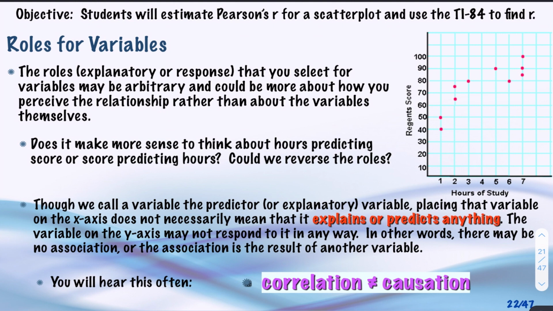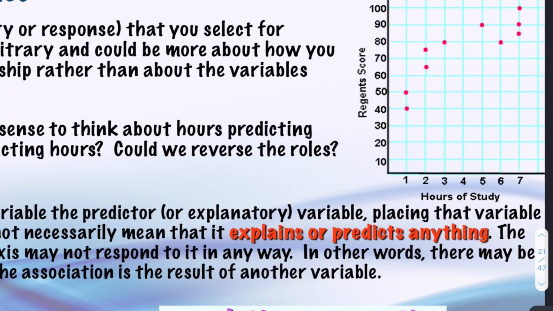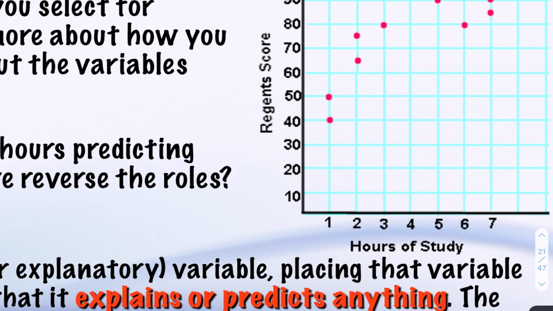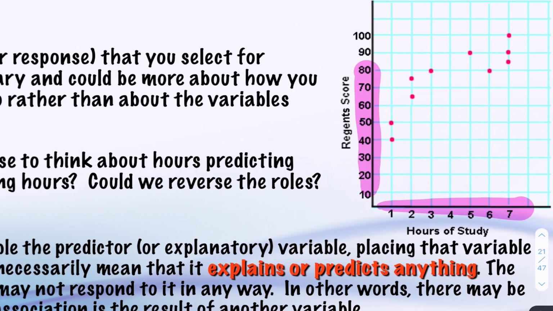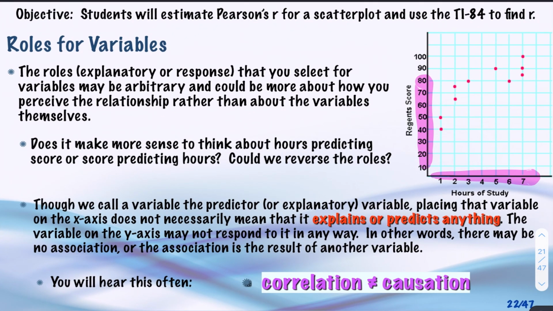So does it make more sense to think about hours predicting score or score predicting hours? You can see that if you spend time studying, then you can also look at your test score. But you could also think about, well, what happens if we think scores and then try to see if scores are independent, and the hours studied are then dependent? We could reverse those. And so sometimes it seems arbitrary, and it's worthwhile to point out what you're trying to find in your study.